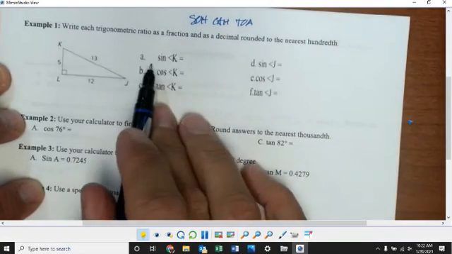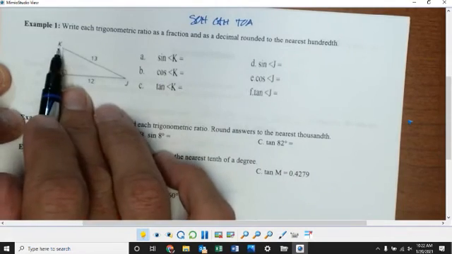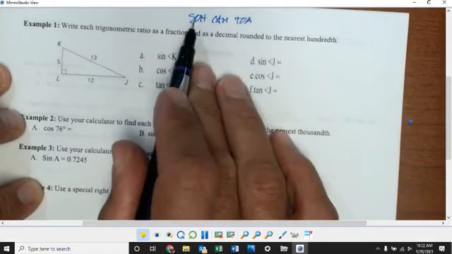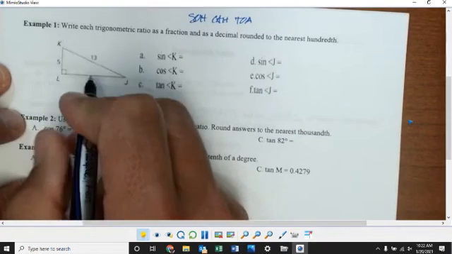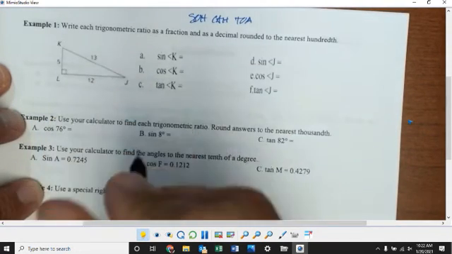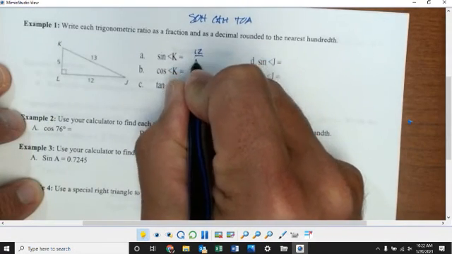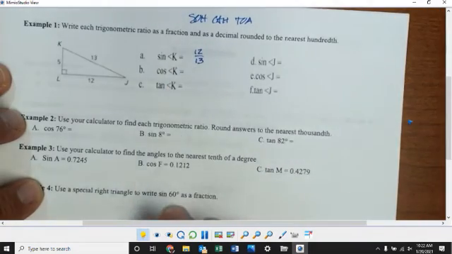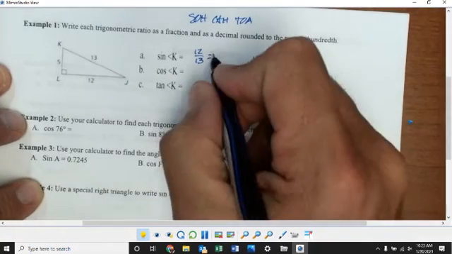So if I wanted to find sine of angle K, so angle K is right here. Sine is opposite over hypotenuse. So with respect to K, 12 is the opposite. So this is 12 over 13, which is equal to, if I ask my calculator, 12 over 13 is equal to 0.92.